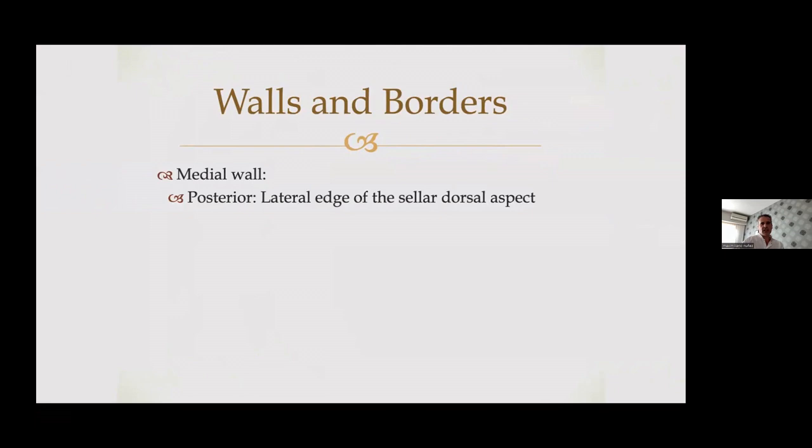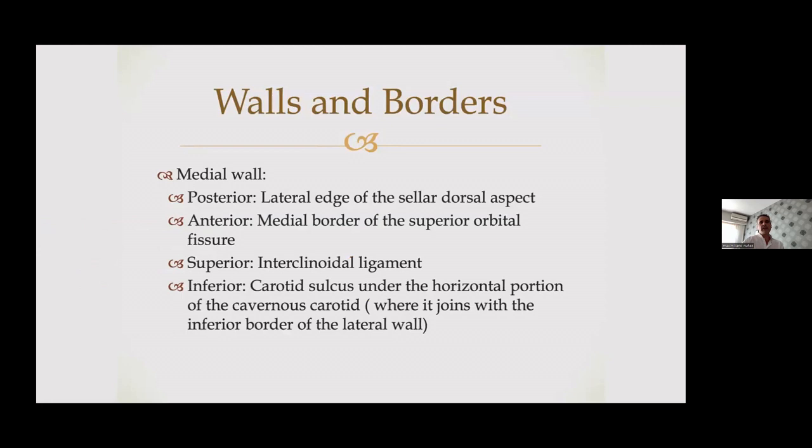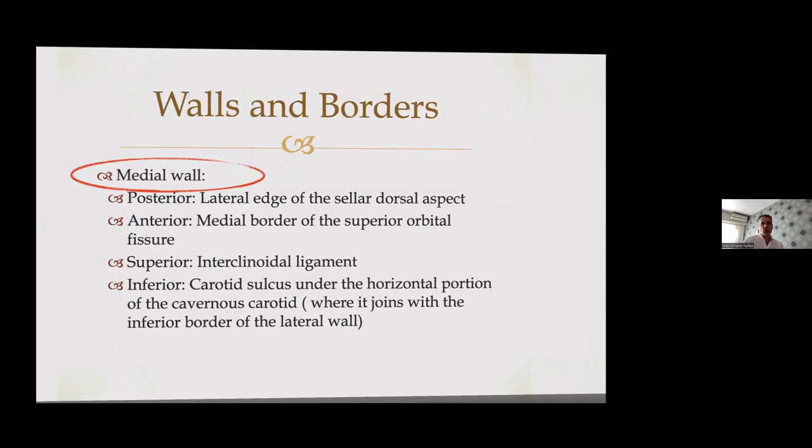Posterior wall, lateral edge of the sellar dorsal aspect, the anterior medial border of the superior orbital fissure. The superior is the interclinoid ligament, and the inferior is the carotid sulcus under the horizontal portion of the cavernous carotid, where it joins with the inferior border of the lateral wall. For me, the medial wall is a very, very nice concept to describe. I will try to show it in some pictures.